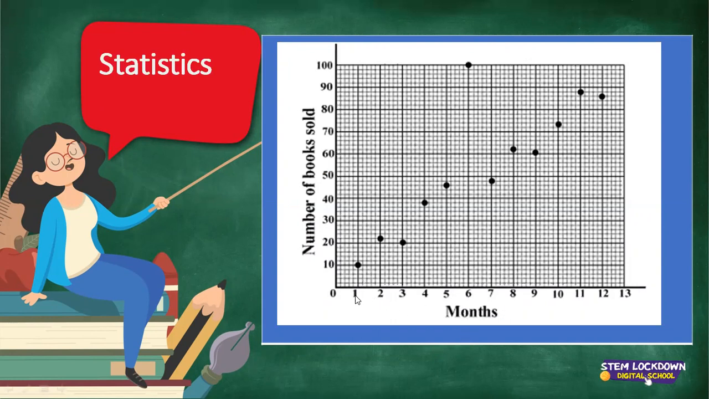If you plot that, by month 1 the number of books sold was 10. By month 2, the number of books sold was 20. By month 3, it reduces. It was 21, it reduces to 20, and in month 4 it comes to 38, and in month 5 it comes to 48, and in month 7 it goes to 49, and the 8. So when you plot the scatter plot, it goes this way. You see, after plotting you have something like this.